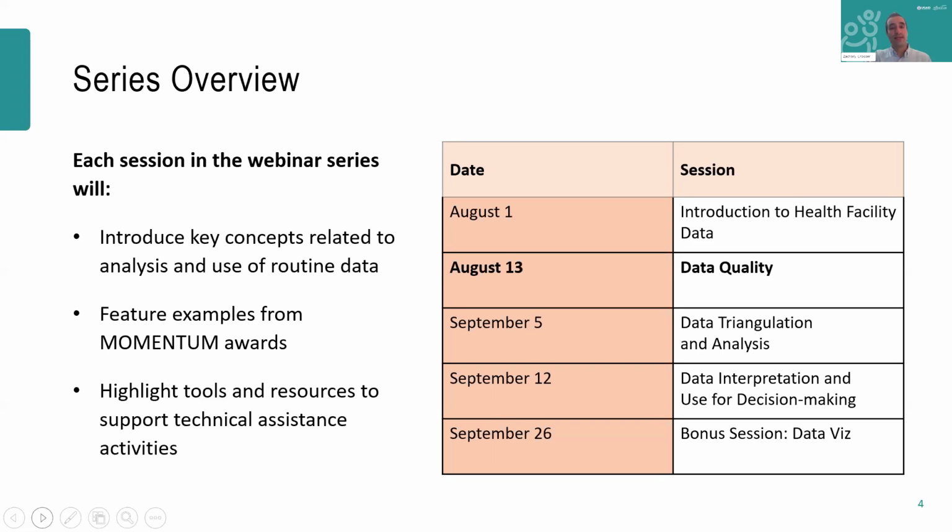Session 3 will be held on September 5th and will focus on data triangulation and analysis. Session 4 is on September 12th and will look at data interpretation and data use for decision-making. And finally, our last session will be on September 26th, and this will be a shorter session that focuses on data visualization. Next slide, please.